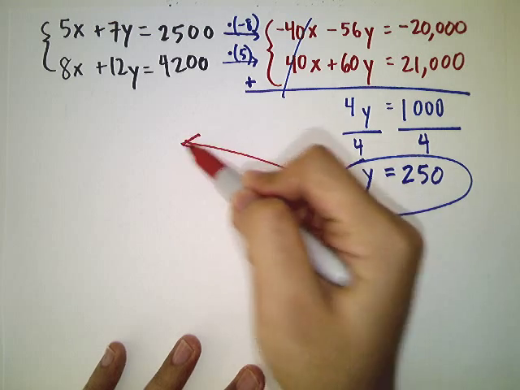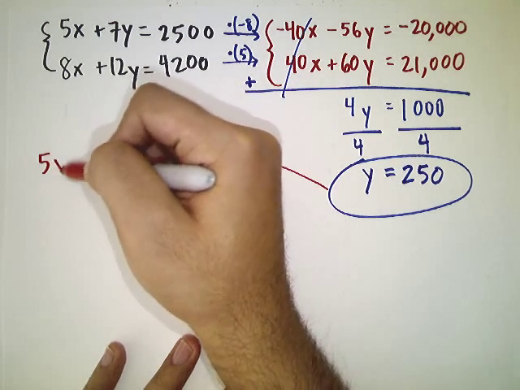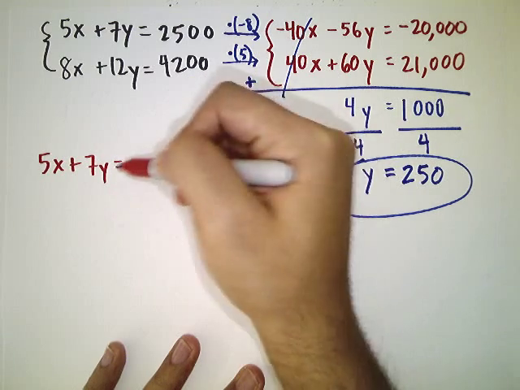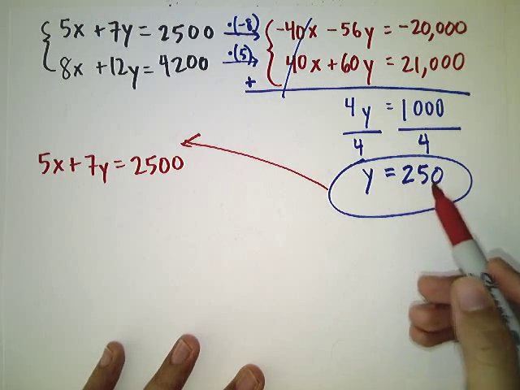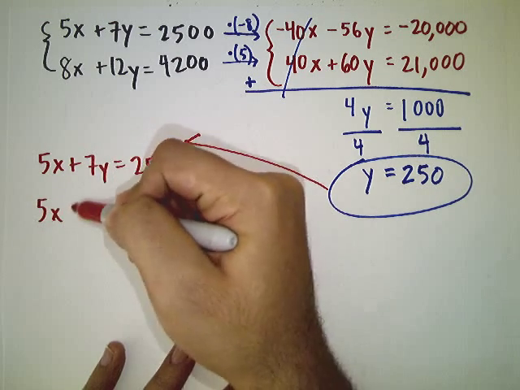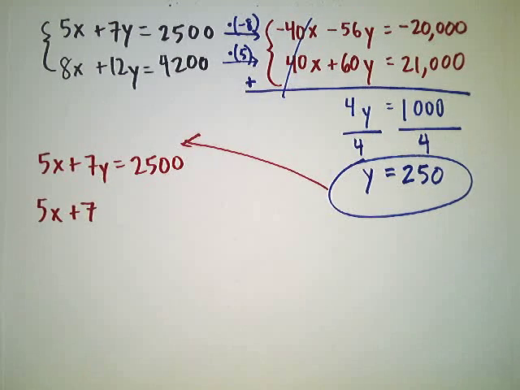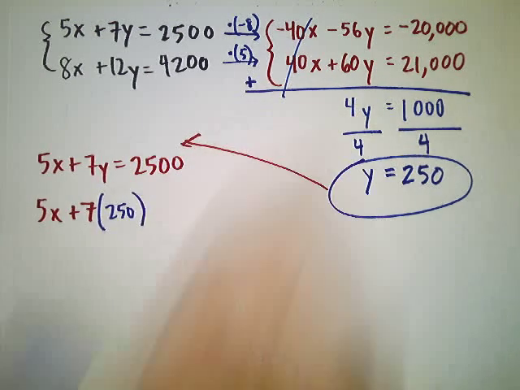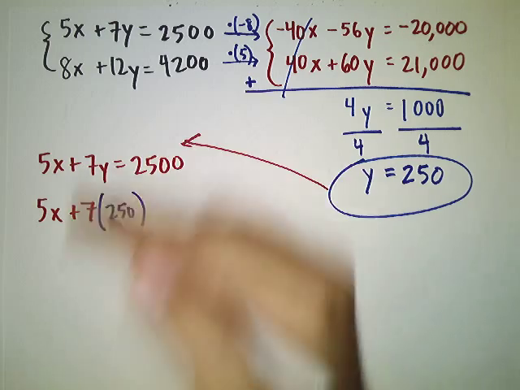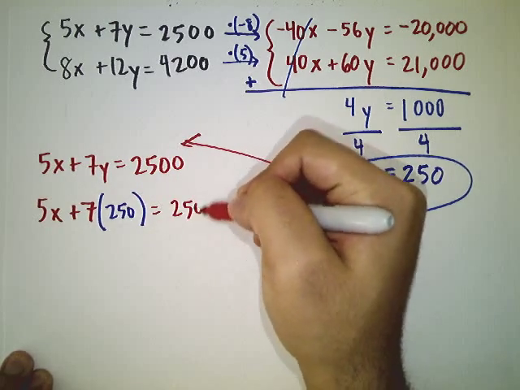Next step is to go ahead and plug that back into one of the original equations. So if we start with 5x plus 7y equals 2,500, we want to plug y equals 250 in. So this becomes 5x plus 7 times 250 equals 2,500.